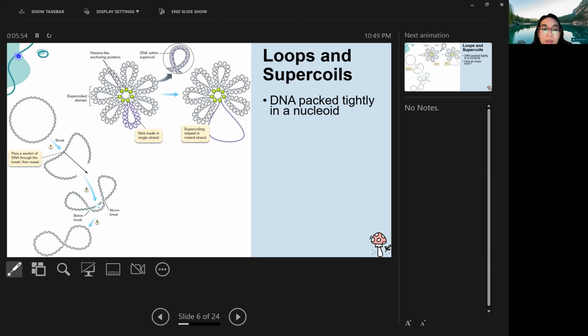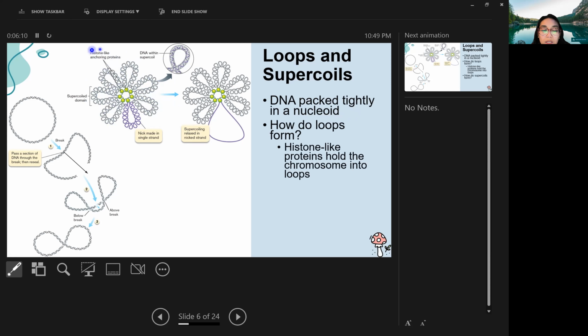And so the main thing that you're going to notice is that there are these large loops. So there's a big loop of DNA. The DNA is looped around itself like this, kind of like a nice little flower. And so how do these loops form? These loops form by these proteins.